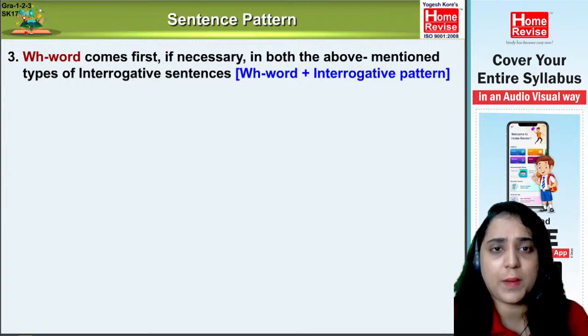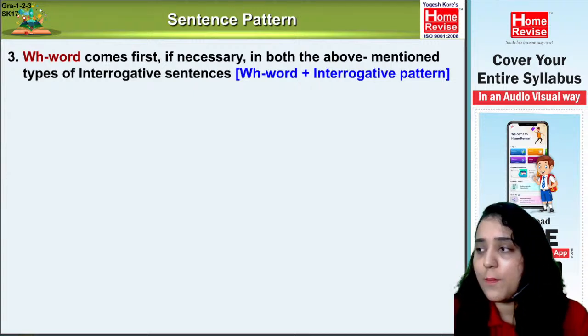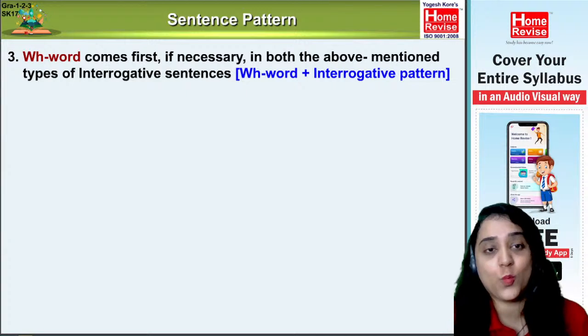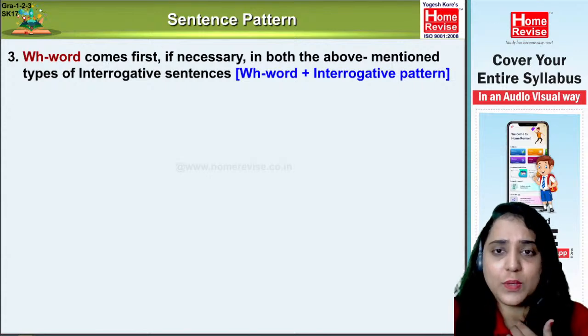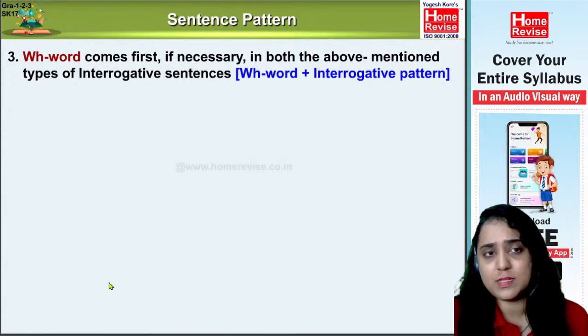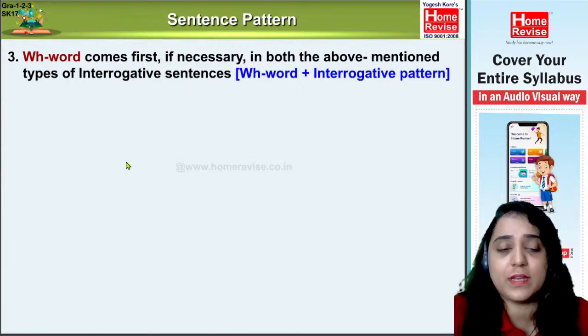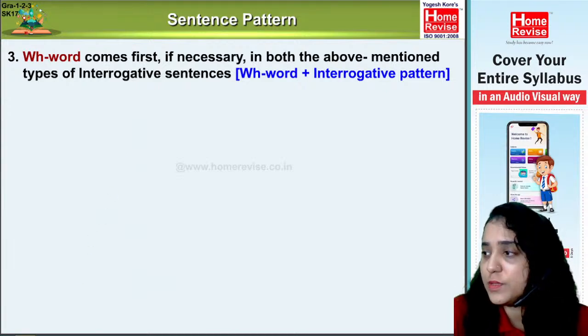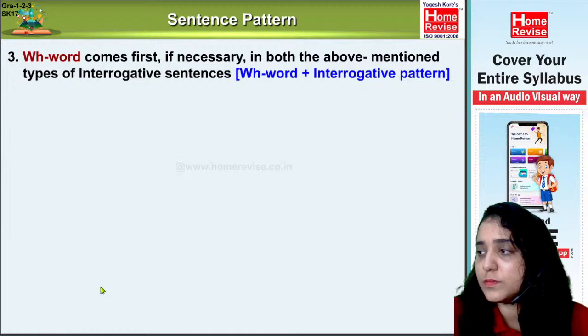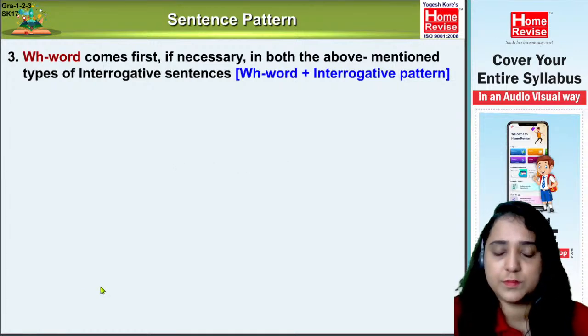Now WH, I can give you some examples. If you know, please write any of them. Yes, what, who, when, where, wherever. All these words that start with WH can be written if necessary. Now pay attention. WH word plus interrogative pattern.